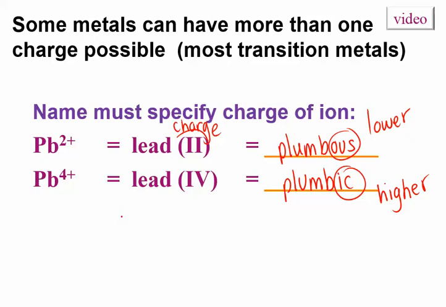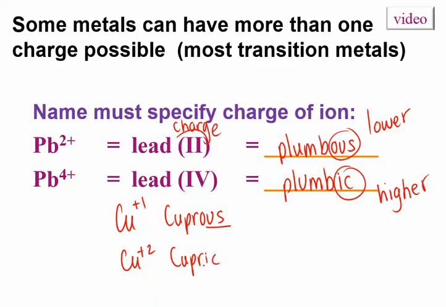This also works the same for copper. Copper can do a +1 and a +2. Those are its common ions. The copper 1 is also called cuprous for the lower, and for the higher it's cupric. Now I don't use these old-fashioned names that much. I usually use the Roman numerals, but you need to be familiar with them because you'll see them elsewhere.